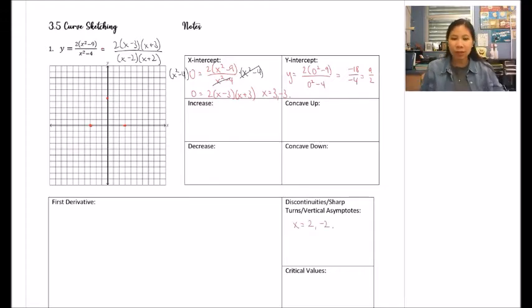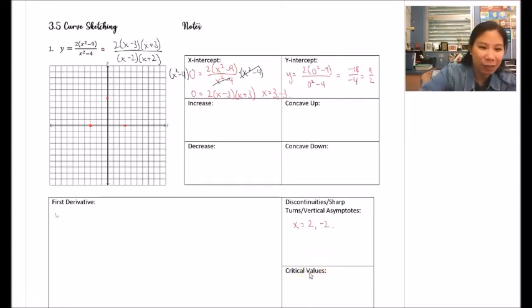And remember, each of these discontinuities also counts as a critical value, so that's why we need to know. All right, critical values, if you remember, is the next thing we're going to find. You find that by setting your first derivative equal to 0. So let's find that first derivative.